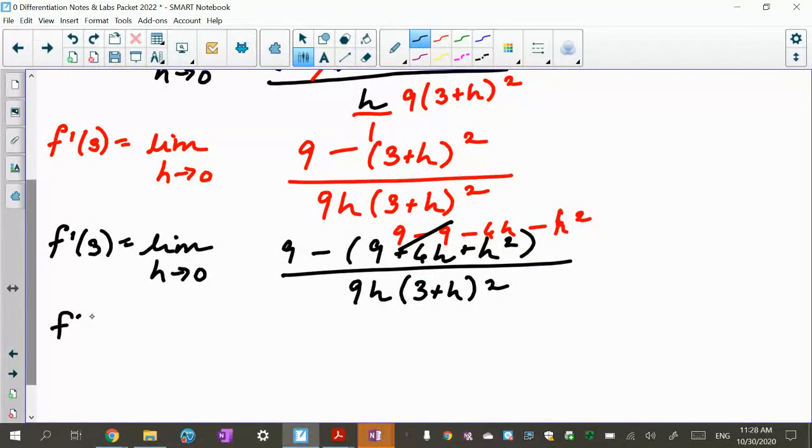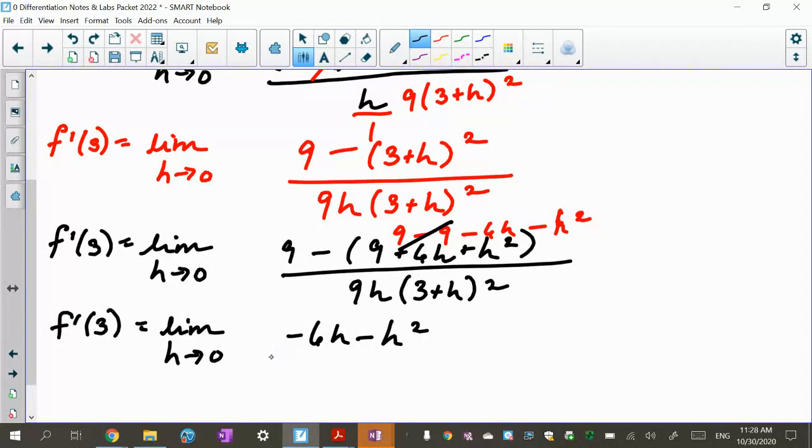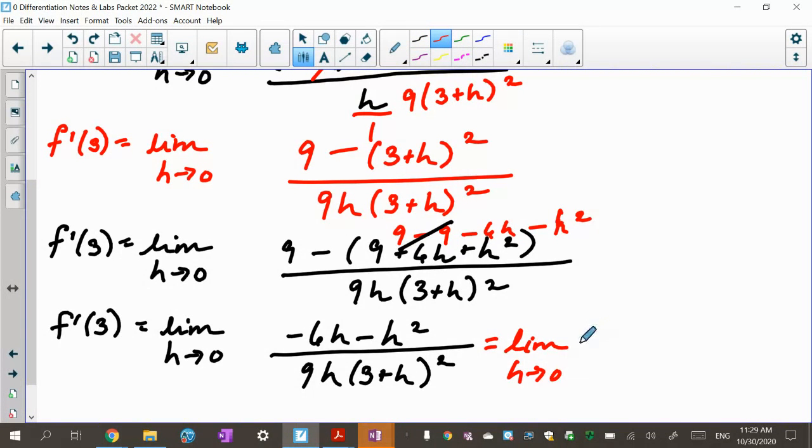So f prime of 3 is the limit as h approaches 0 of negative 6h minus h squared all over 9h times (3 plus h) squared. And then I see, oh, I can factor an h out. So this equals the limit as h approaches 0, and I'm just going to factor the h out. So I have negative 6 minus h all over 9h times (3 plus h) squared. Now that I have all factors, I can cancel and divide to make ones.